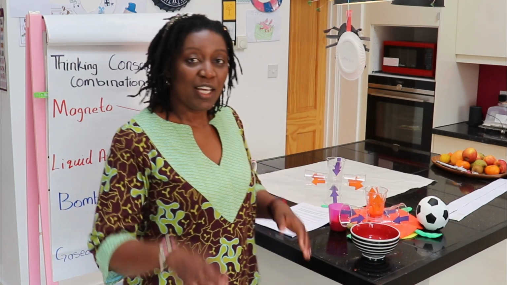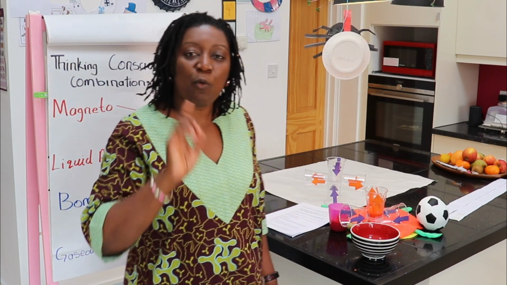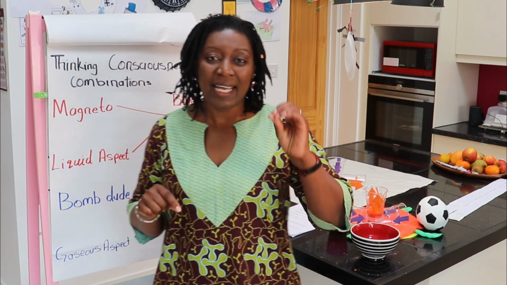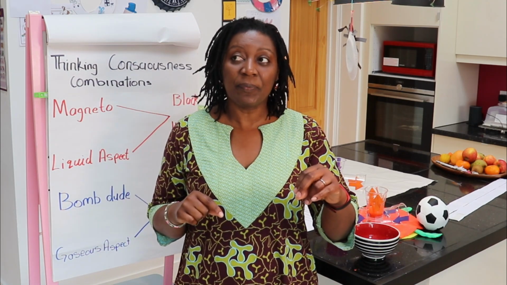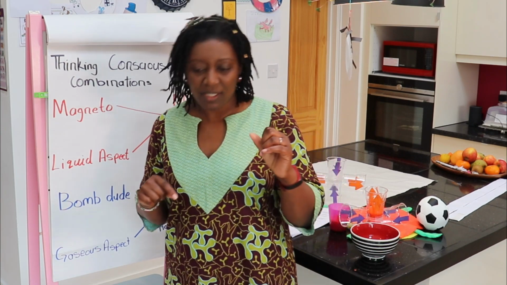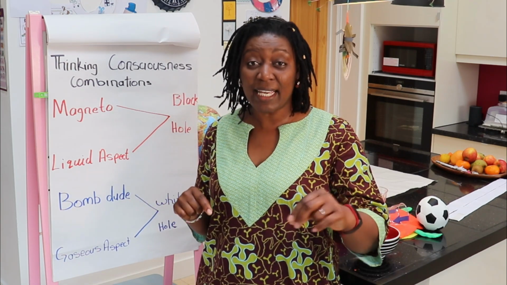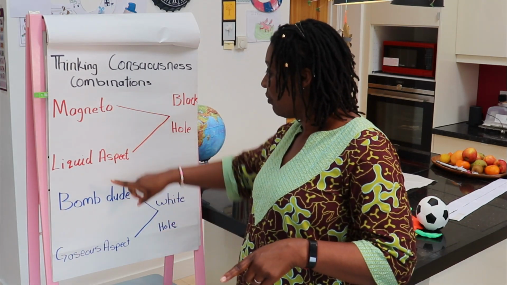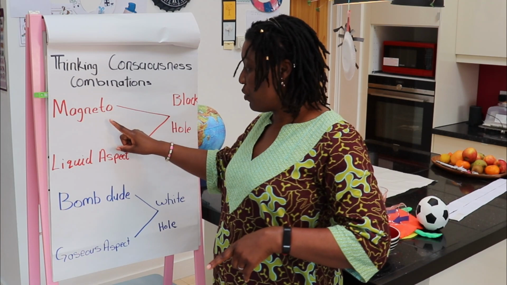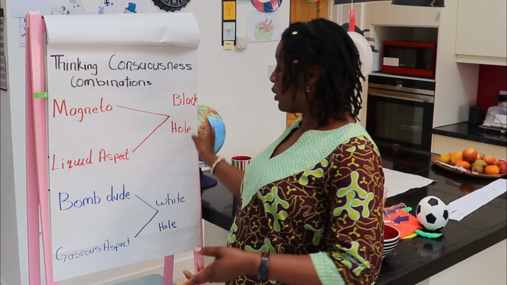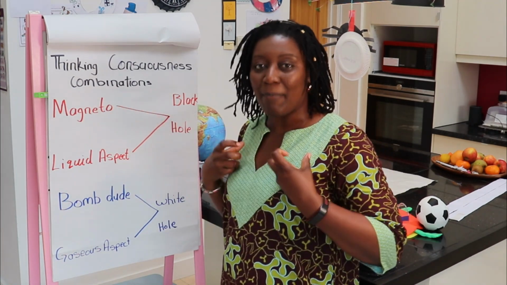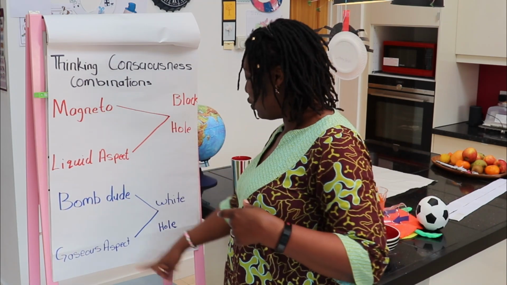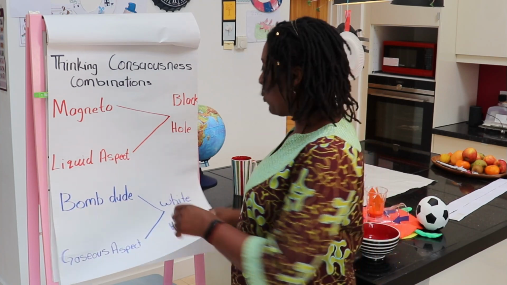Let's get to it. To start off, I want to take you back to chapter 3, where I talked about thinking consciousness and their key abilities. Do you remember? There is magneto combining with liquid aspect to make a black hole. A black hole is like a magnetic force that draws everything to it. Bomb dude gaseous aspect creates a white hole.